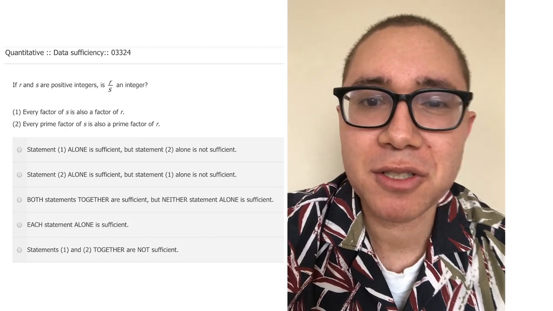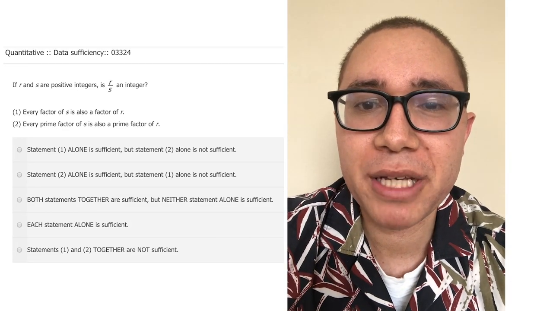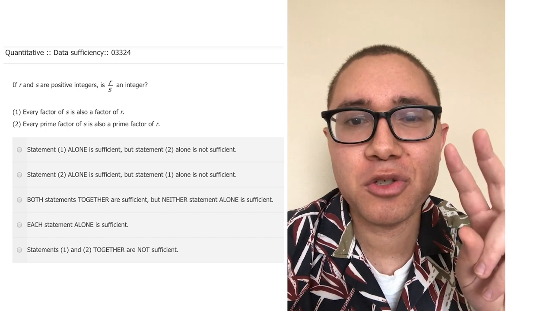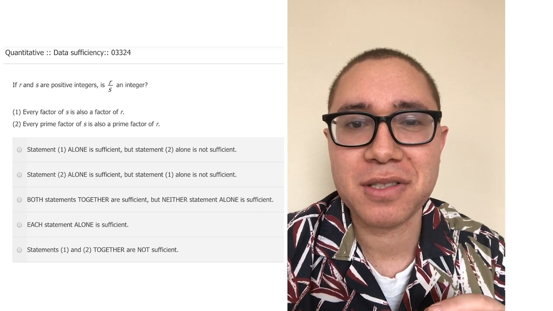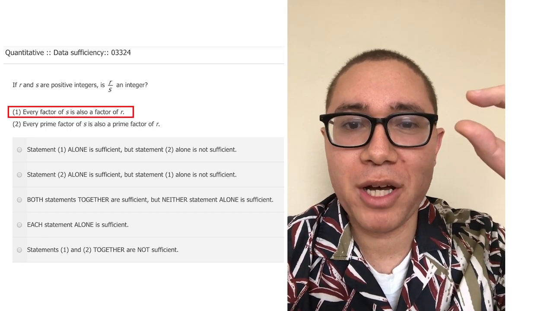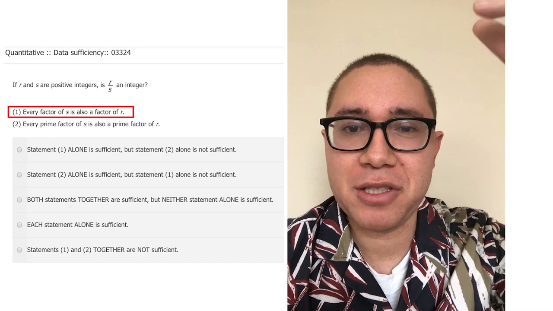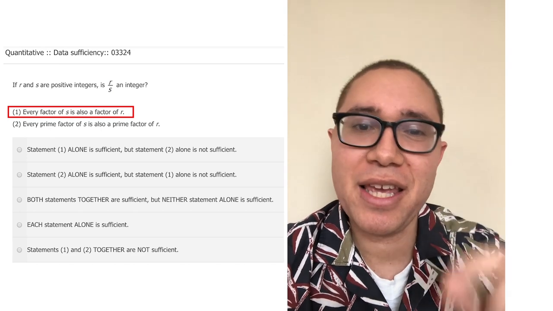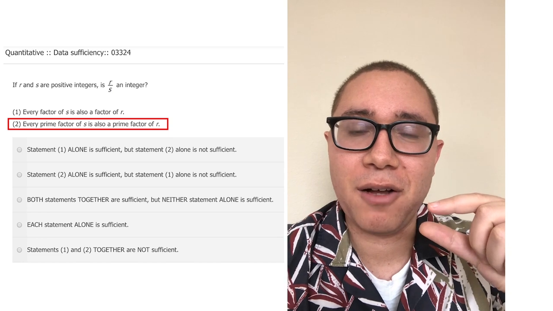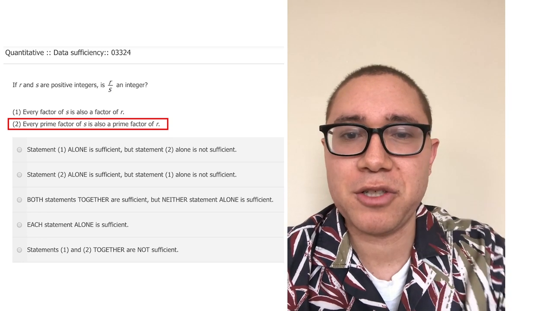Data sufficiency questions are not just one big question. They're actually two little miniature questions. First, is statement one by itself enough information to answer the question, or is it not? And then, is statement two by itself enough information to answer the question, or is it not?